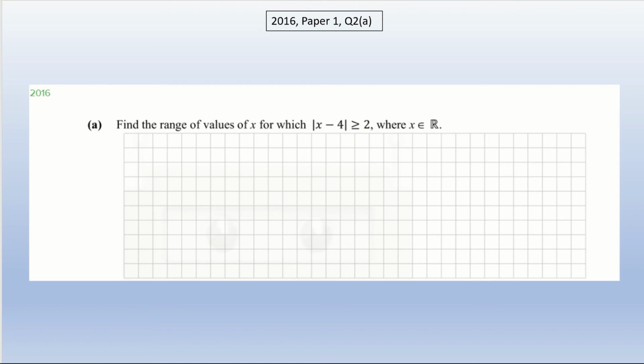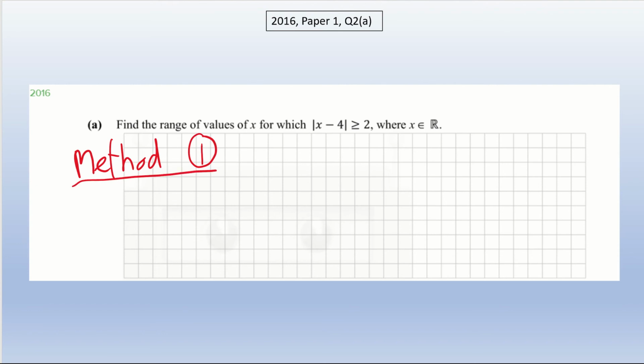So there are two ways of going about this question. Seeing as the number inside your bars here, the x minus 4, could be positive or negative, we've got to counteract that in order to solve this problem. So there are two ways of doing this. I'm going to show you method 1 and I'll show you method 2 as well.